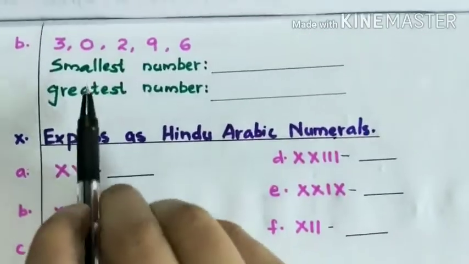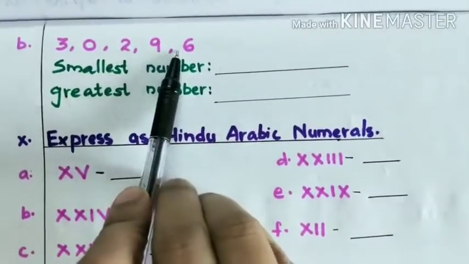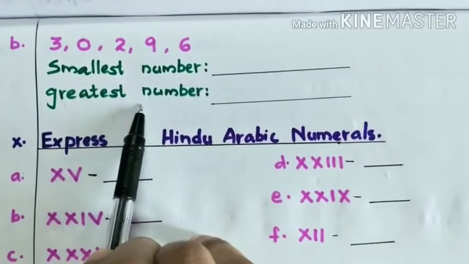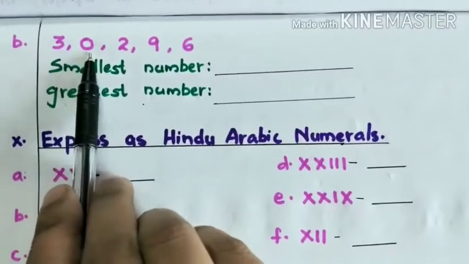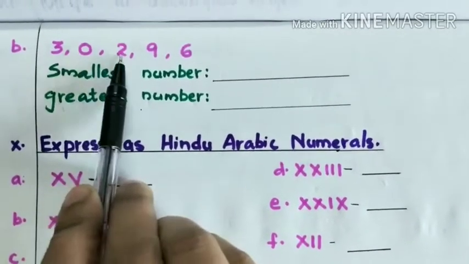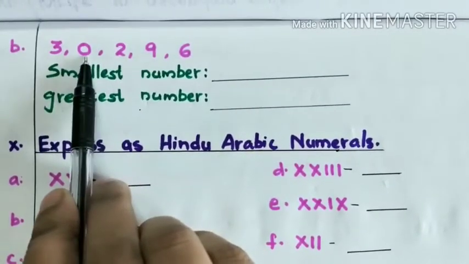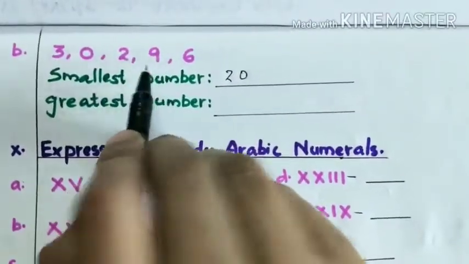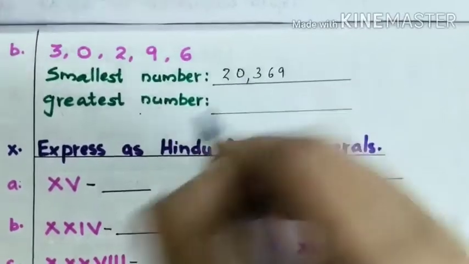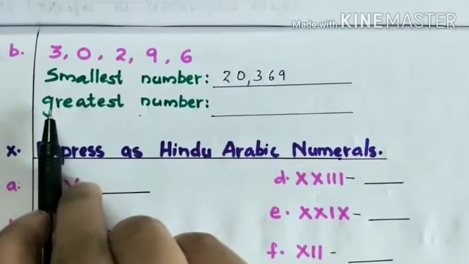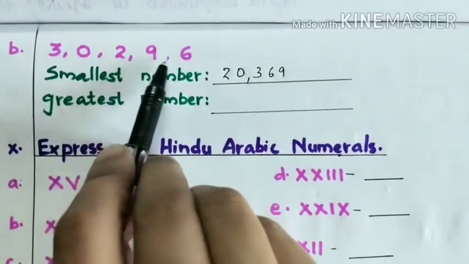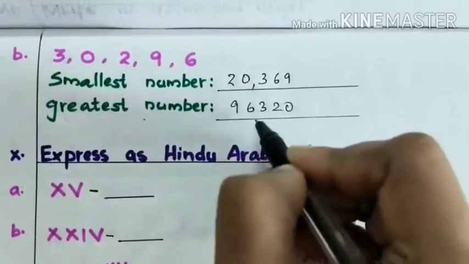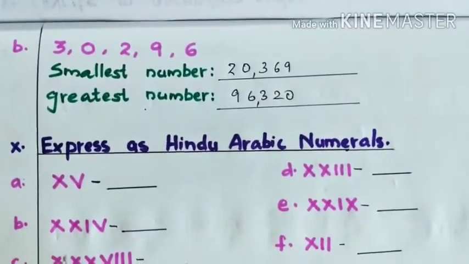9,87,621. Next question. 5 digits are given. We have to make the smallest 5-digit number and the greatest 5-digit number. How can we make the smallest 5-digit number? Here 0 is there. We cannot start with 0. We can start with 2. And we have to write 0 second. 2, 0, 3, 6, 9. 20,369. And how can we make the greatest number? 96,320.